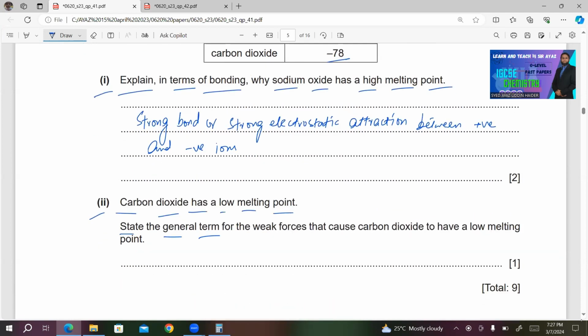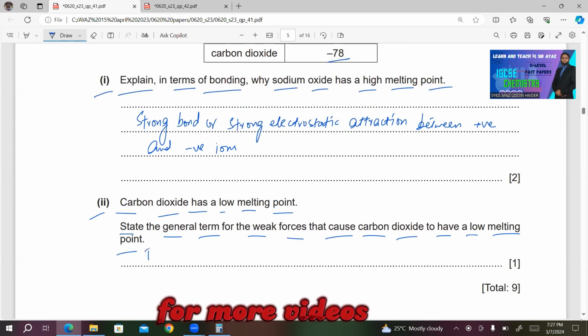State the general term for the weak forces that cause carbon dioxide to have a low melting point. It must be intermolecular forces. So write intermolecular forces.